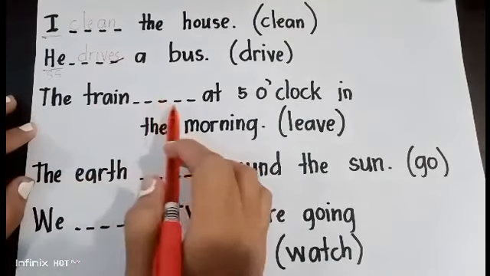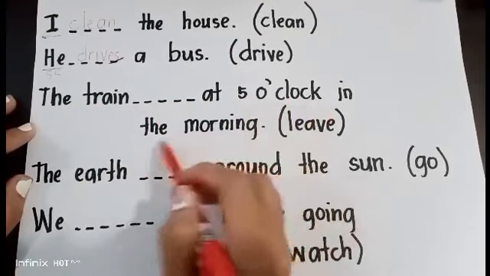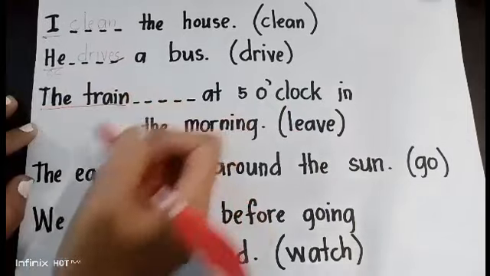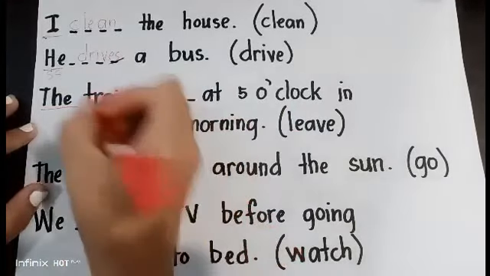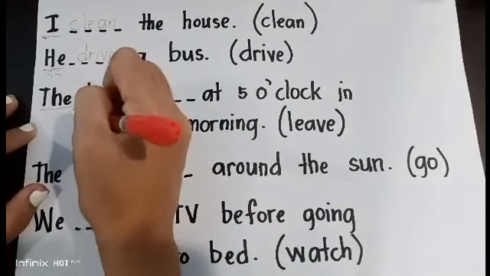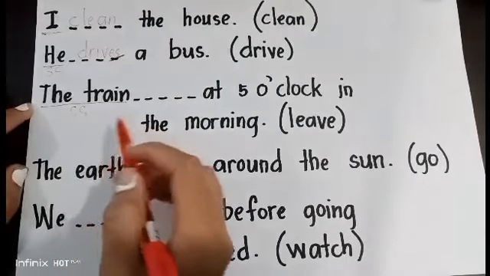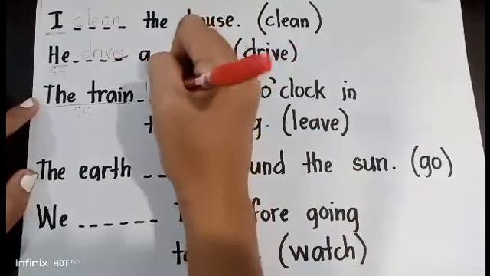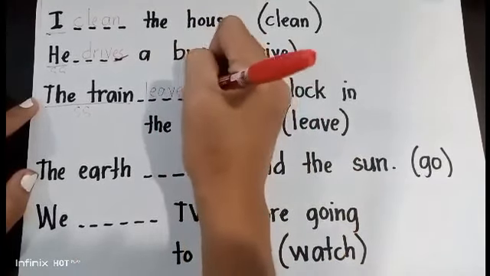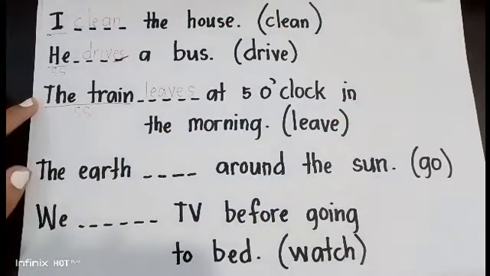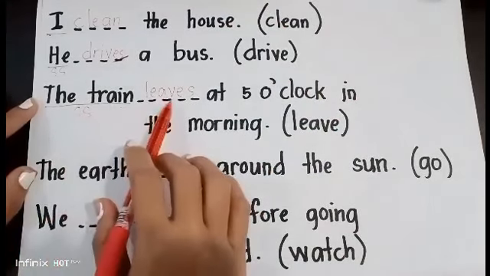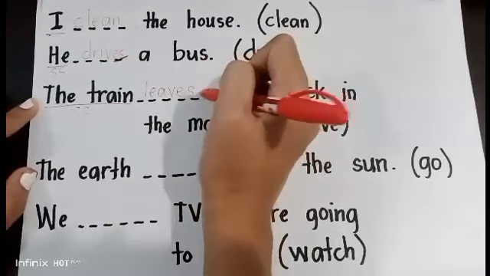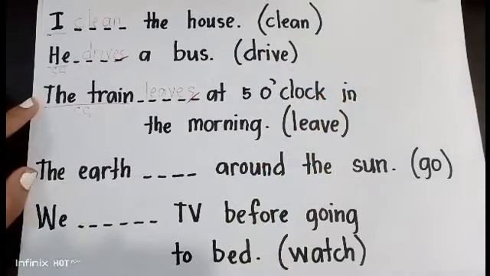The train blank at 5 o'clock in the morning. Here the subject is the train, which is only one, so singular subject. So we'll have a singular verb at the same time. So you just put s to your verb, so it becomes leaves. The train leaves at 5 o'clock in the morning. So here we put s.